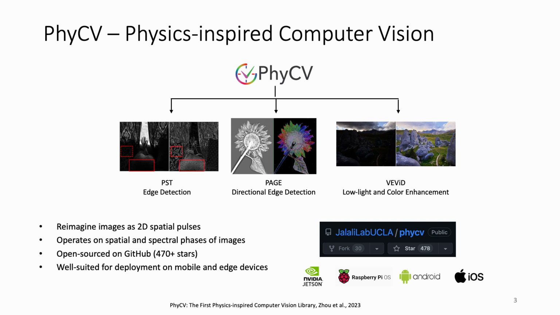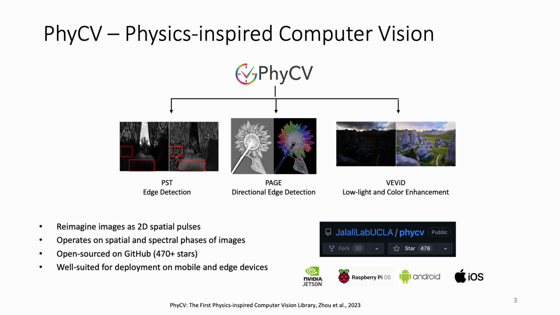PhyCV is a collection of physics-inspired algorithms developed with the philosophy of reimagining images as spatial pulses and operating on their spatial and spectral physics. The library showcased here includes methods such as PST for detection, PATES for directional edge detection, and Vivid for low-light and color enhancement. All of these techniques share a unifying principle. Rather than relying solely on handcrafted or data-driven feature extraction, they apply physical equations to transform images.